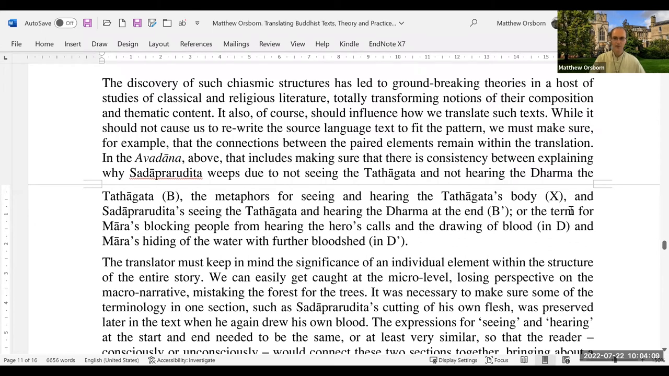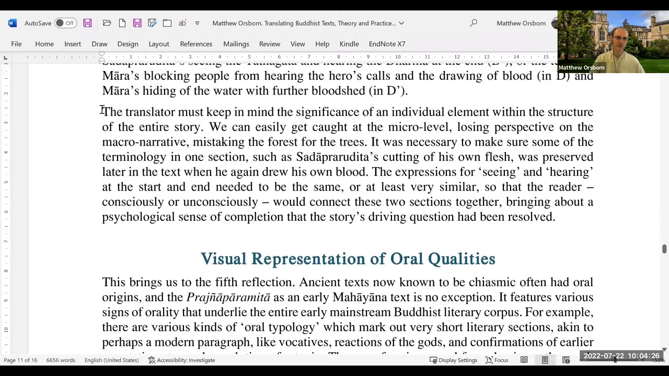Or, for example, there's a particular term where Mara blocks people from hearing the hero's calls and drawing blood. That's in point D. And then at the end, Mara hides the water, and then there is further bloodshed. We've got to make sure that some of these terms clearly connect to each other in translation.